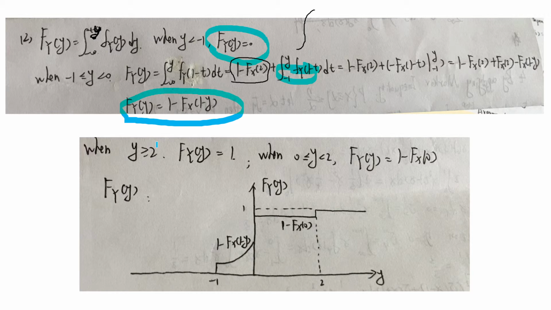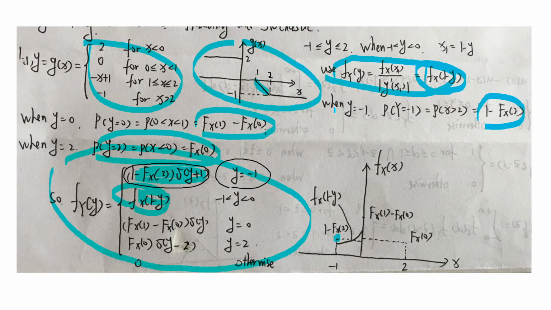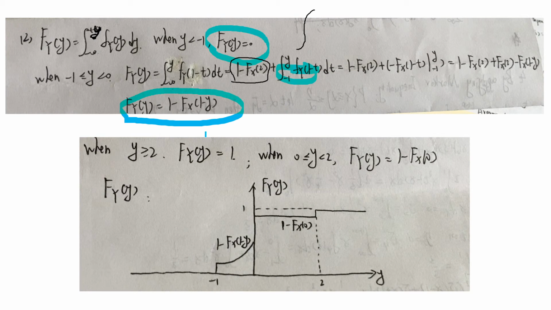And the other part we need to discuss is when y is greater than 2, FY(y) should be 1, which is undoubtable, because we already know that when y is located outside of the range between -1 and 2, the probability density function fY(y) should be 0. So undoubtedly, when y is greater than 2, FY(y) should be 1.